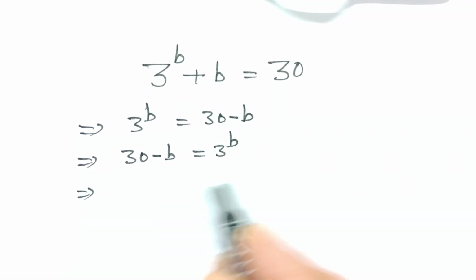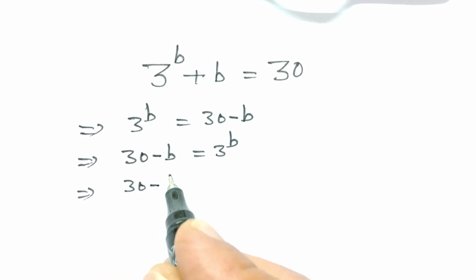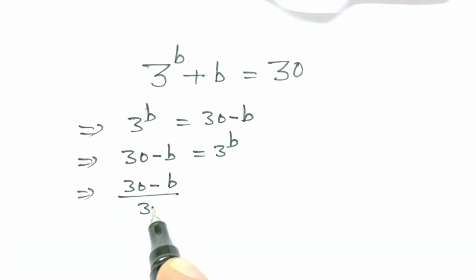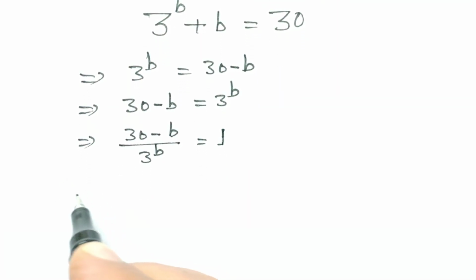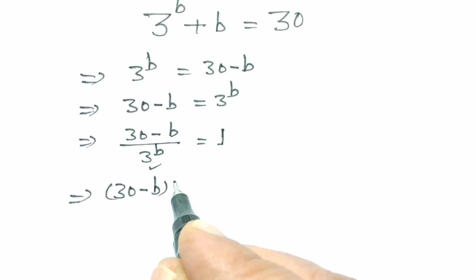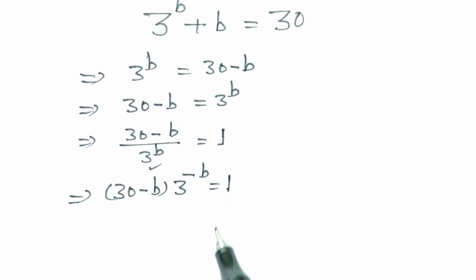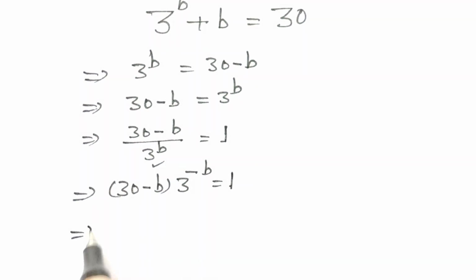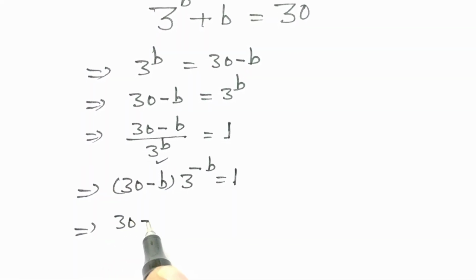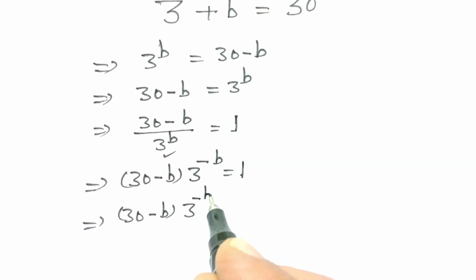Right? If we divide both the sides by 3 to the power b, so (30 minus b) over 3 to the power b, here only 1. Right? Now in next step, (30 minus b) and this as 3 to the power minus b is equal to 1. Fine. Now (30 minus b) into 3 to the power minus b.